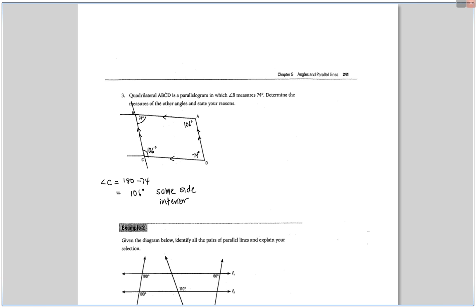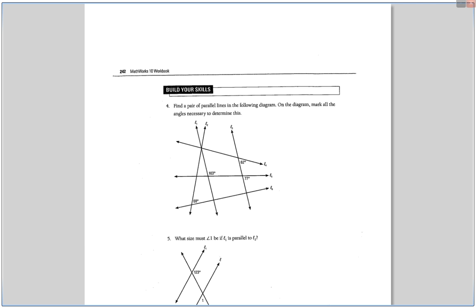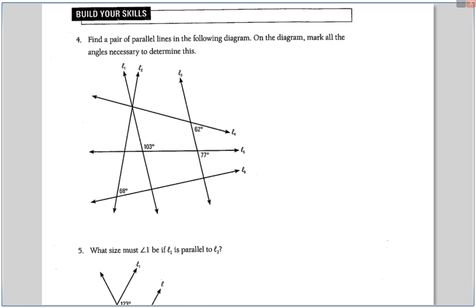Alright, moving along. Now we're just getting into some more complicated diagrams. The only real sort of advice I can give you is to try to focus on two lines and the transversal at a time. And I know it's kind of hard with all these lines on the page. So it says find a pair of parallel lines in the diagram. So we need some angles that match up. And then it says mark all the angles necessary to determine this.